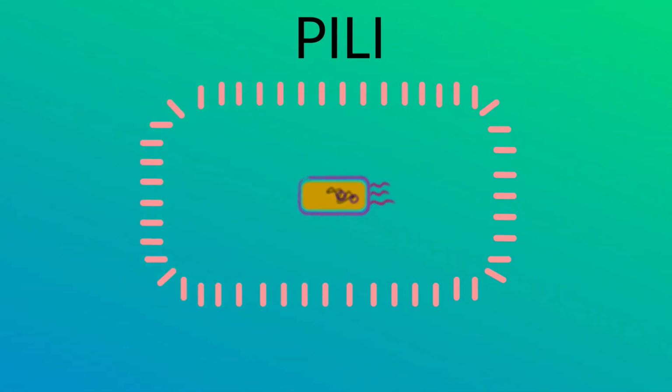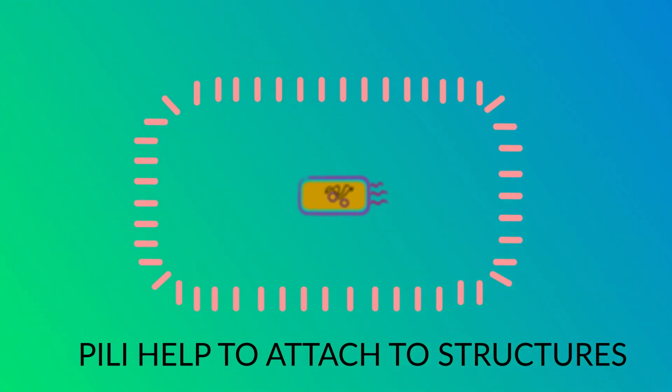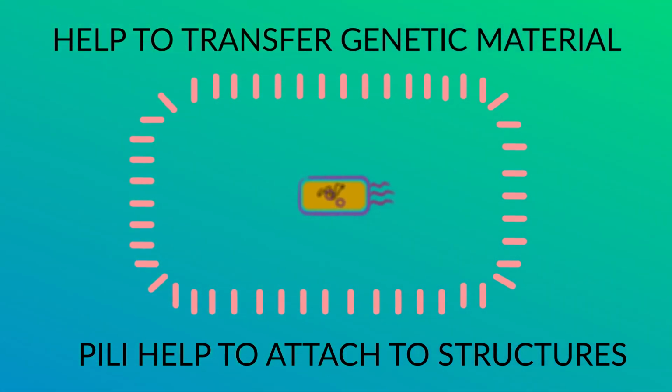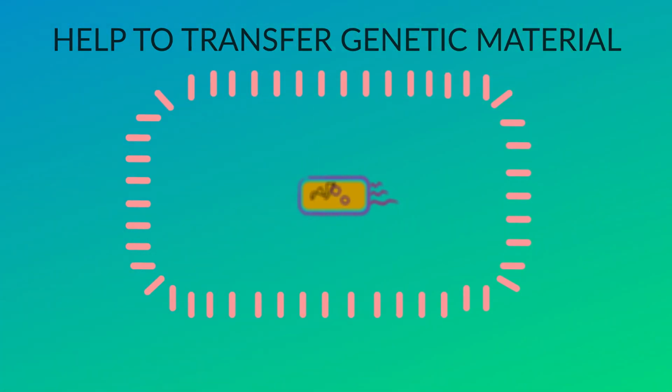Pili are the tiny hair-like structures that cover the bacteria. These pili help the bacteria to attach to structures, such as the inside of your small intestine. Pili also allow the bacteria to efficiently transfer their genetic material to other bacteria.